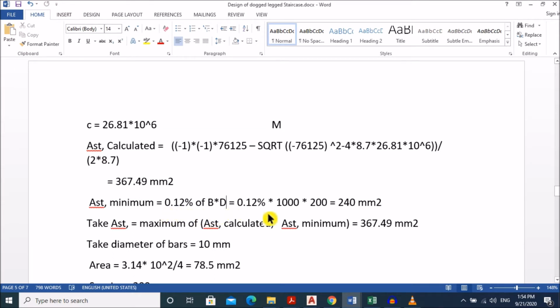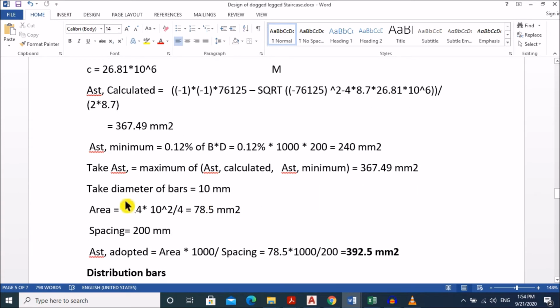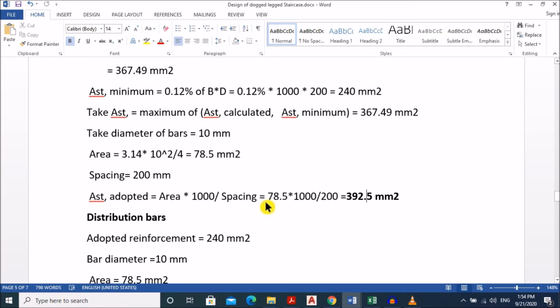Ast minimum equals 0.12% of B into D, that gives 240 mm square. And take the area of steel section as the maximum of Ast calculated or Ast minimum. So we have to choose 367.49 mm square. If we assume the diameter of bar 10 mm, area gives 78.5 mm square, spacing is assumed to be 200 mm, Ast adopted would be 392.5 mm square. This is the Ast, or area of tension steel provided.